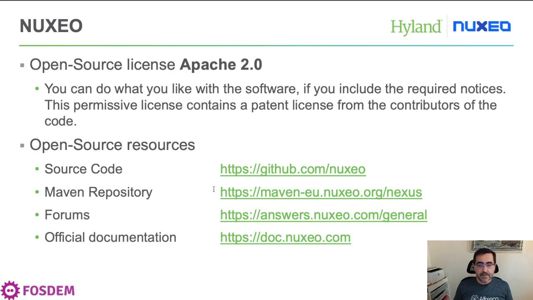The Nuxeo public Maven repository for Java artifacts and deployments can be accessed at maven.nuxeo.org/nexus. And if you are looking for community support, you may use the Nuxeo forums. That is a questions and answers platform, and this page is available at answers.nuxeo.com. The official documentation, available at doc.nuxeo.com, includes detailed information related to many different topics in the platform.